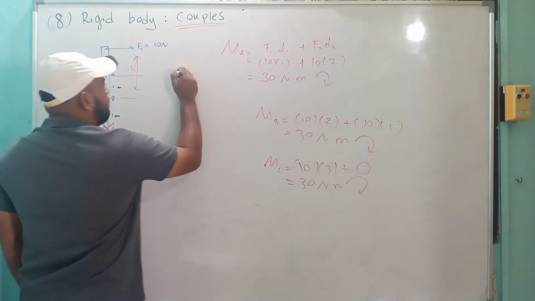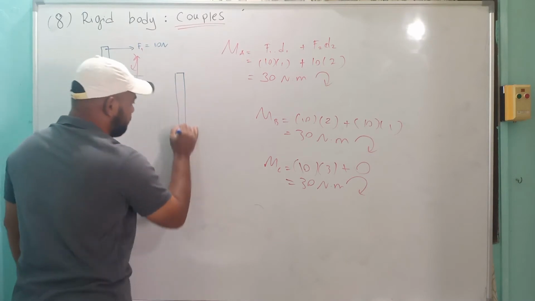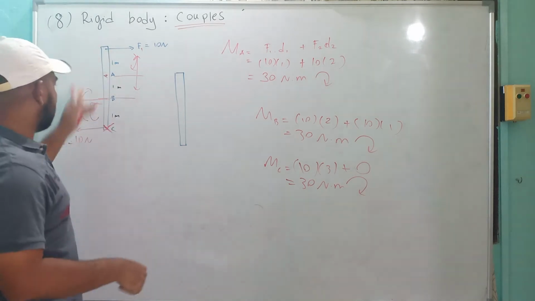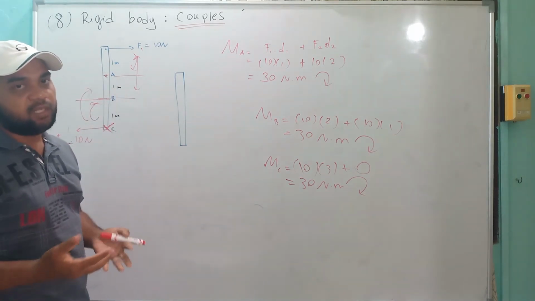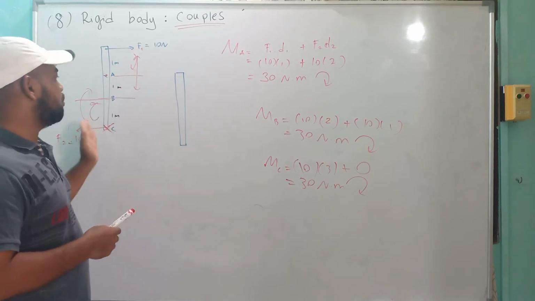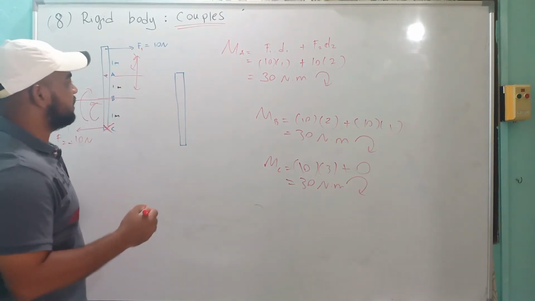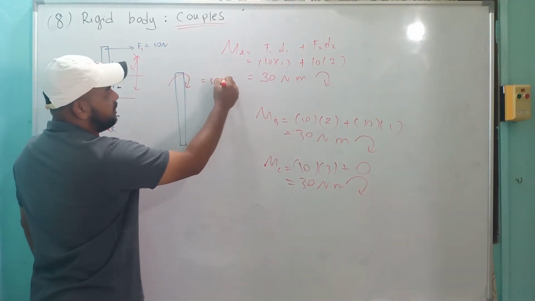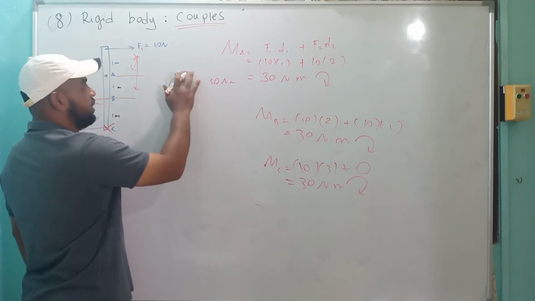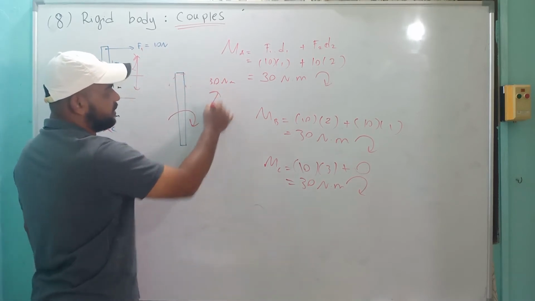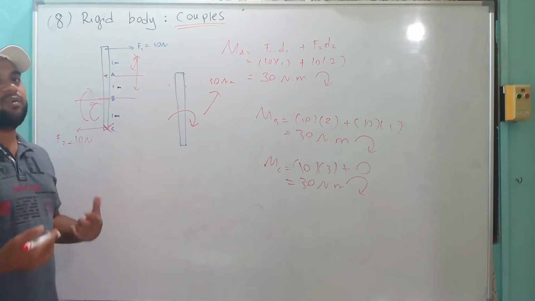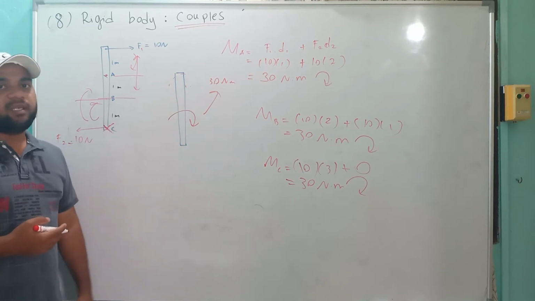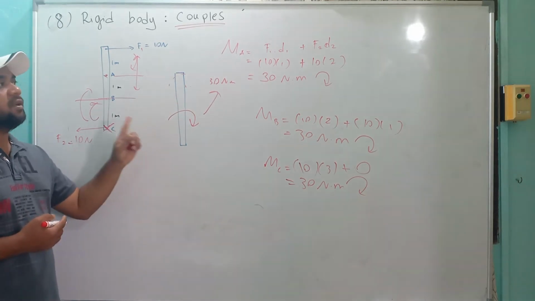So if you have this one rigid body, and then you have two forces, if the system said to you replace these two moments by a couple, a force couple system, you can put it at any point equal to 30 Newton meter. Or if you want to put it here, it will be the same. It depends on the question where you put it, but you know that at any point you put that moment, the value will be the same. Okay, that is for a couple.